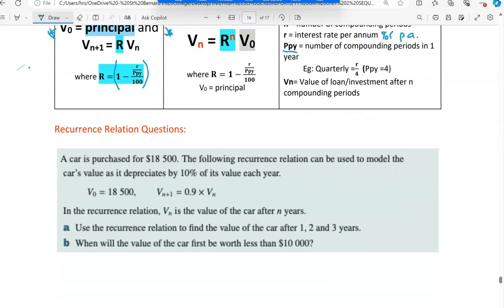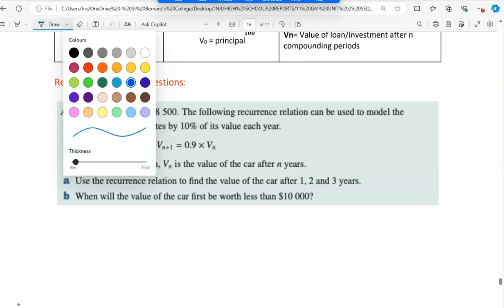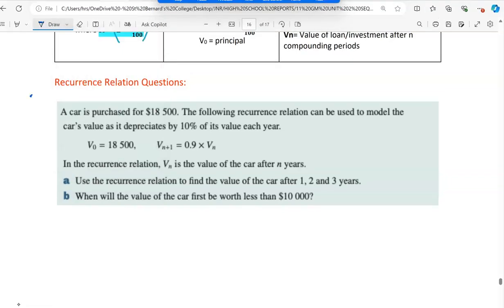Okay, so let's have a look at these examples here. A car is purchased for $18,500. As I said yesterday, things will get mixed up, so you've got to get into the practice of doing this when you read the questions on your test. I'll put V0 because that's what it was purchased for, and the following recurrence relation. Remember, if you have to write a recurrence relation, it has a V0 and a rule of how to get the next term from the one before.